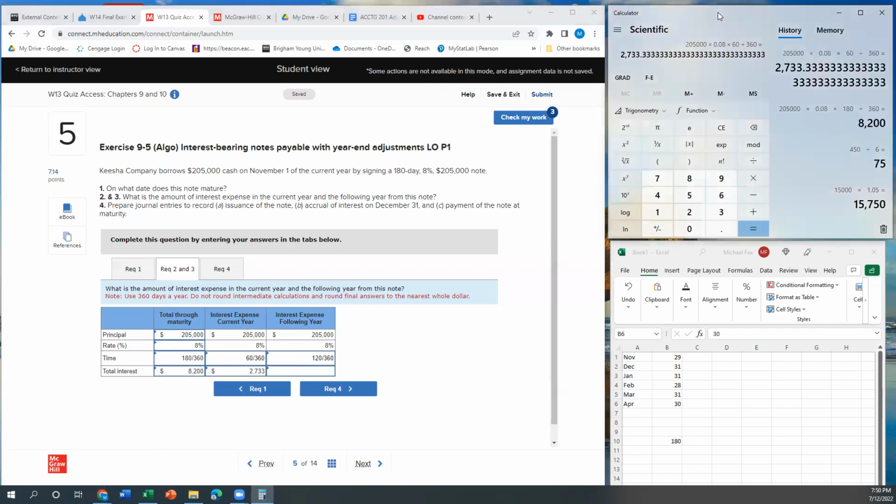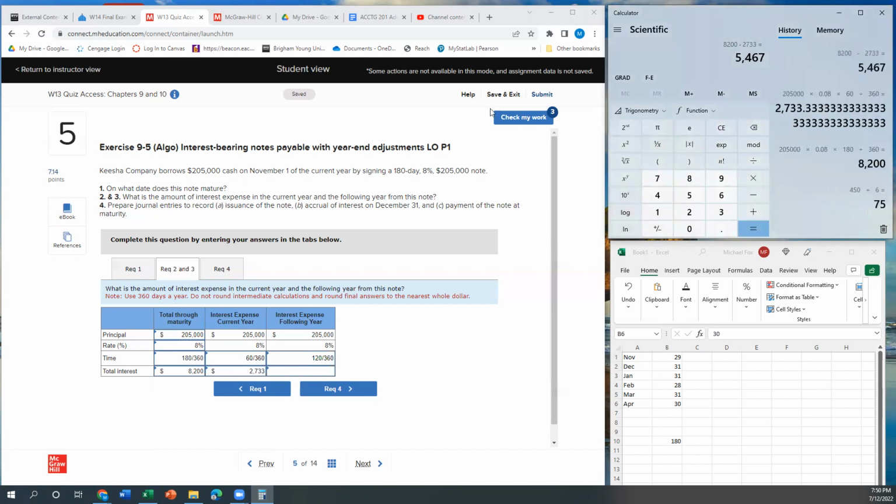So in essence, what we're saying is, hey, we're going to borrow $205,000 for 180 days or 6 months. And our interest is going to be $8,200, $2,733 of which will be interest expense during the current year, and $5,467 will be an interest expense in the next year.